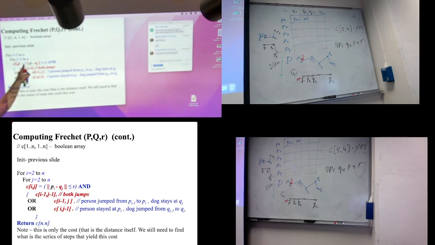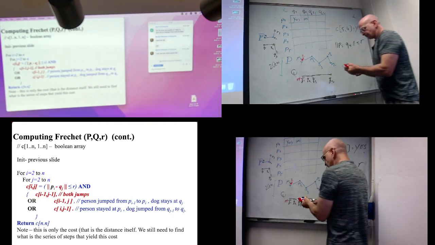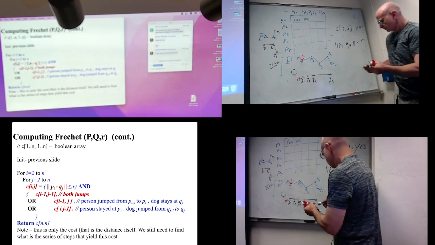Right? So the first condition that I write in Cij is that I'm asking is Pi minus Qj smaller than R. If Pi minus Qj is larger than R, then Cij must be false. But that's just a necessary condition. It's not sufficient. If the distance is less than R, then it still doesn't mean that Cij is yes. Agree? Let's think about this example.